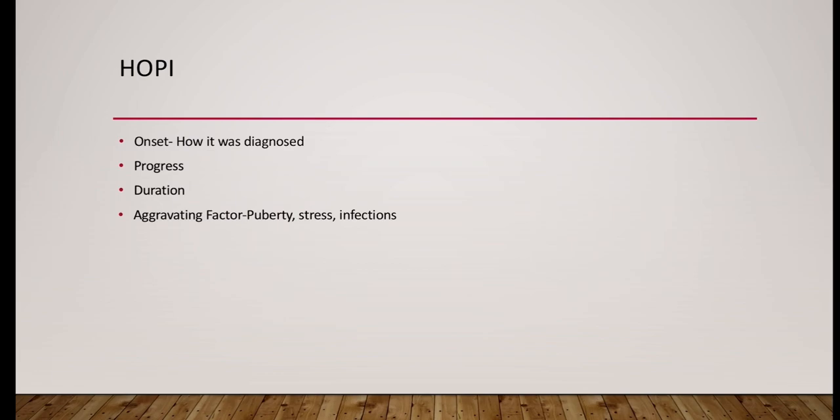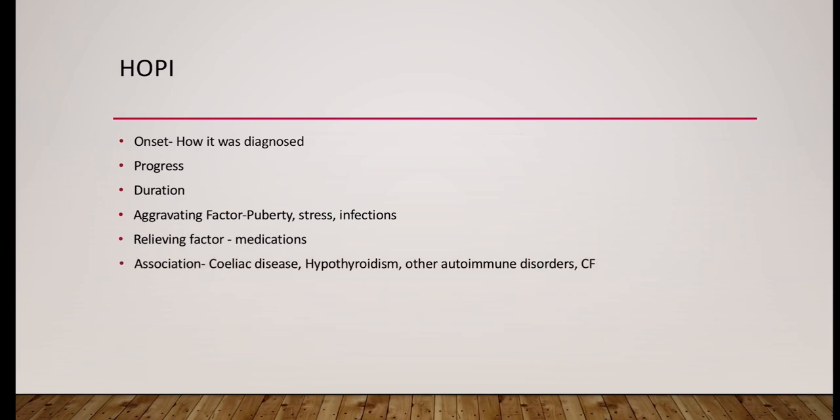Any aggravating factor, particularly sudden growth spurt during puberty, stress, infections are frequently associated. Relieving factors, any medications, associations. Diabetes is very commonly associated with celiac disease, hypothyroidism, cystic fibrosis, any other autoimmune disorders.